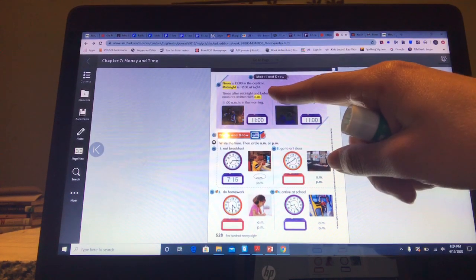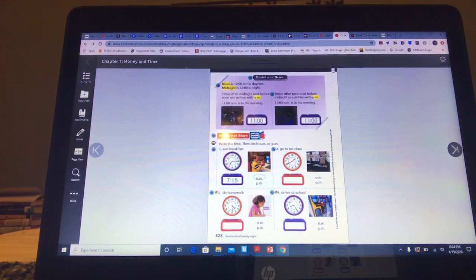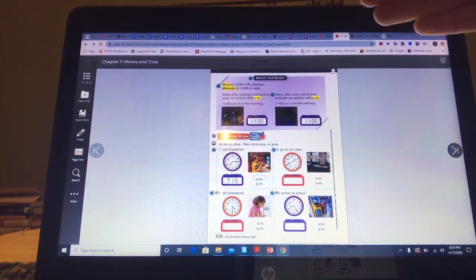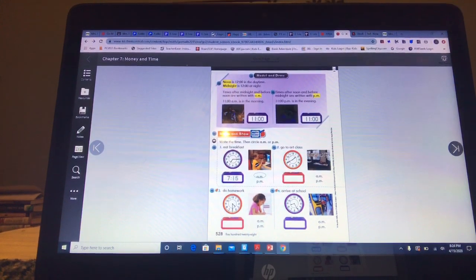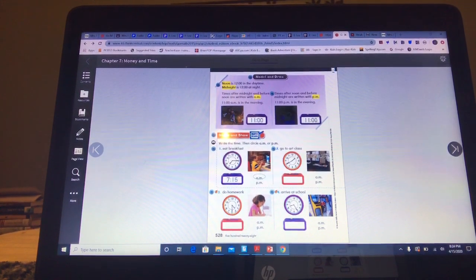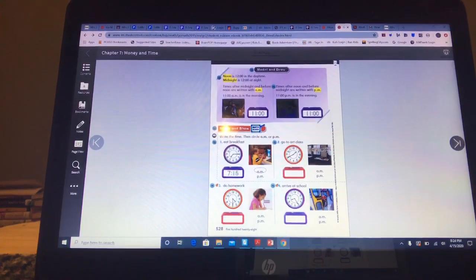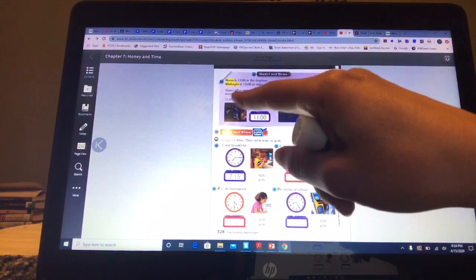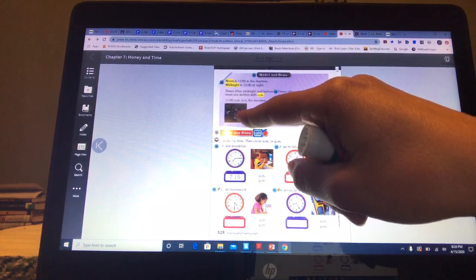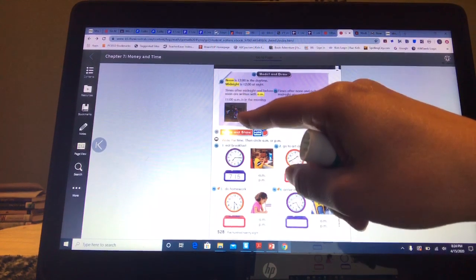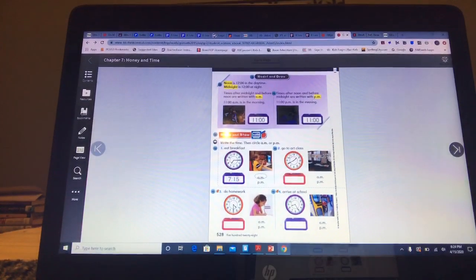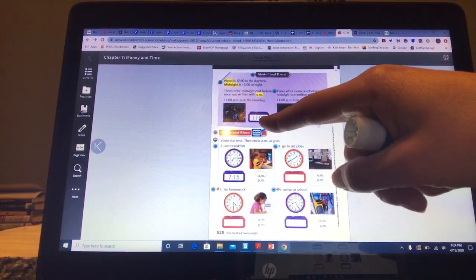Times after midnight and before noon are written with AM. So once it hits 12 o'clock in the nighttime and all the way through the morning until 12 o'clock noon when the noon whistle blows, it's AM. 11 o'clock AM is in the morning. And this shows a picture of something you might be doing in the morning if we were at school. You might be at PE, or it looks like they're playing at recess. So that would be 11 o'clock AM.